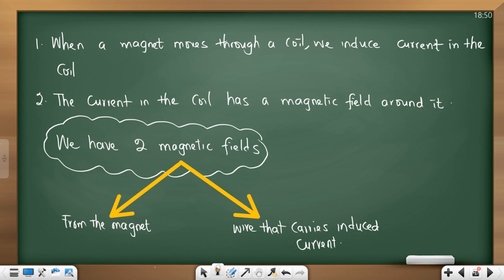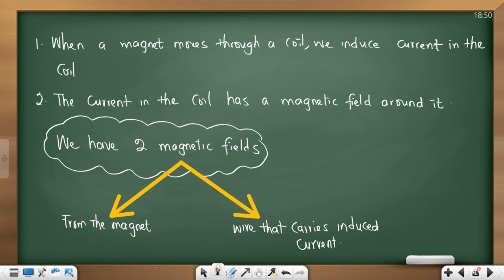Yes, Amatula. Is the wire that carries the induced current the coil? Yes. So you would see, we would say coil, we would say solenoid, we would say wire, we're referring to the same thing. It's just that a solenoid is now coiled round. We're using a wire to create a solenoid, so it's all the same thing. So we're all good.